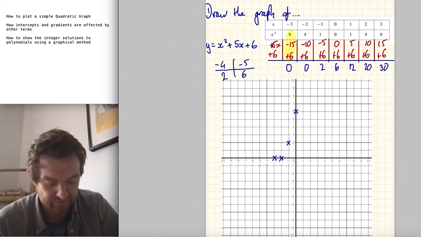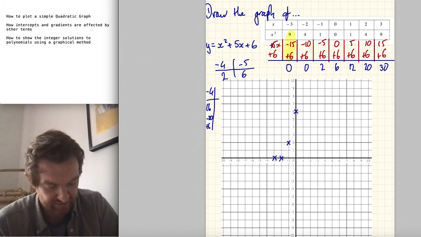So for the negative 4, if I just show you what it would have been, x squared would be 16, minus 20, plus 6, so it would be 2. And again, we've still got that symmetrical shape. It's going to go down, turn here, and back up.